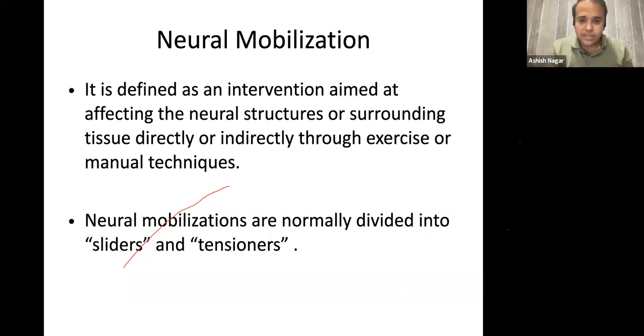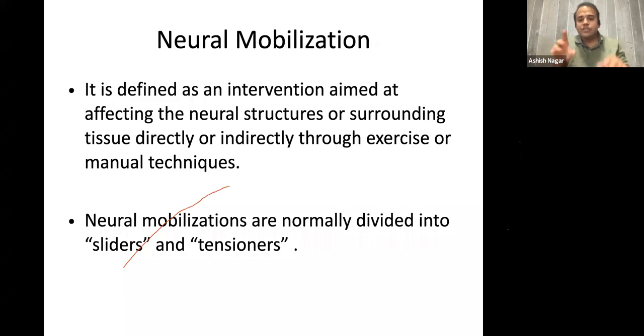You can all read the definition, but what I want to emphasize here is that neural mobilization is basically 2 types: sliders and tensioners. So if you imagine a nerve like a thread, a somewhat elastic thread, if you're moving both ends in the same direction, that means you're sliding, which is also called flossing. If you have ever performed flossing in your teeth, or if you go to a dentist, the dentist performs certain flossing. So the flossing can be done when you move the floss in the same direction, back and forth.